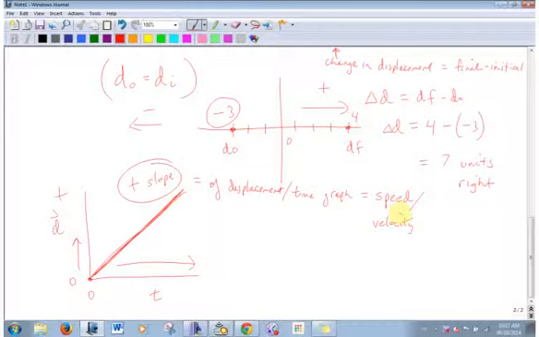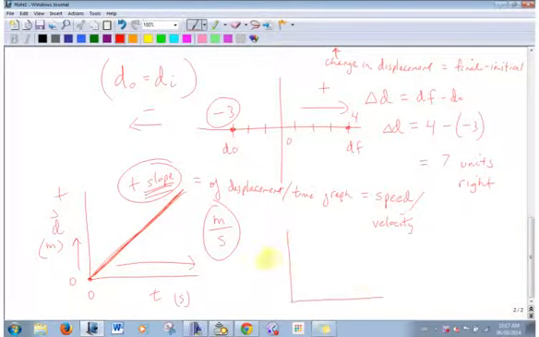Was this a question in your practice before the test? SI unit for distance, meters. SI unit for time, seconds. What is rise over run? Isn't that our definition for slope? Just look at the units. Meters divided by seconds. Is that a speed? Sure is. Okay? So that would be, in this case, positive.